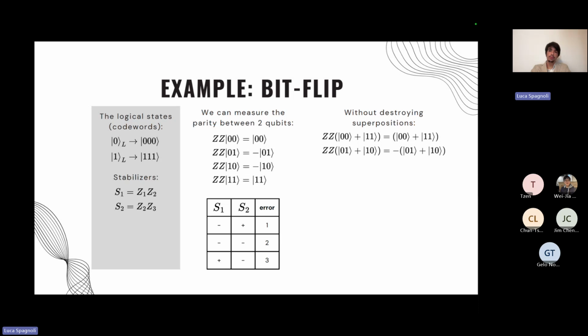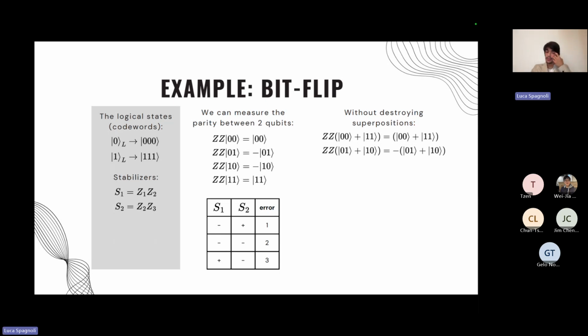And these two stabilizers play the role of the symmetries that I told you about in the introduction. We artificially defined some symmetries in our system, two in this case, that have to be conserved throughout the calculation because their eigenvalue has not changed. And if you measure them and they're not conserved, then we know the error happened.